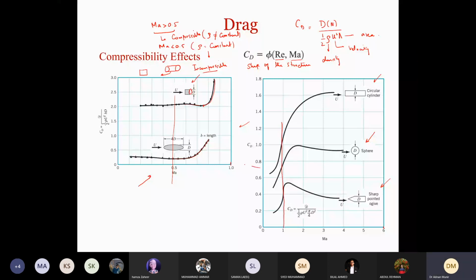As we increase the Mach number beyond 1, for the circular cylinder, the drag coefficient keeps on increasing, whereas for the sphere, it increases up to a critical point, and then it decreases and remains almost constant. For a pointed cone, it increases till this critical value and then starts decreasing like this. So these are the experimental results obtained, and this shows us the dependence of drag force or drag coefficient on Mach number for different shapes.